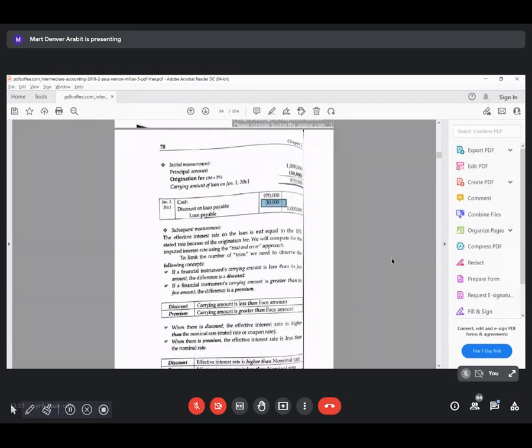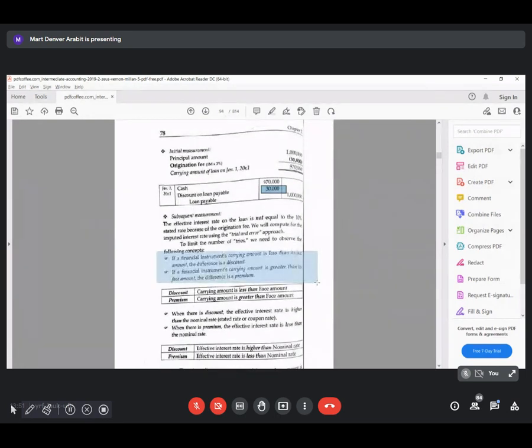So if a financial instrument's carrying amount is less than its face amount, then there is a discount. Alam naman natin to. And if the carrying amount is greater sa face amount, then the difference is a premium. So, lagi niyong tatandaan na if the nominal rate is less than the effective interest rate, then there is always a discount. However, if the other way around, the nominal rate is higher sa effective interest rate, then the issuance of notes and loans payable are considered to be in premium.